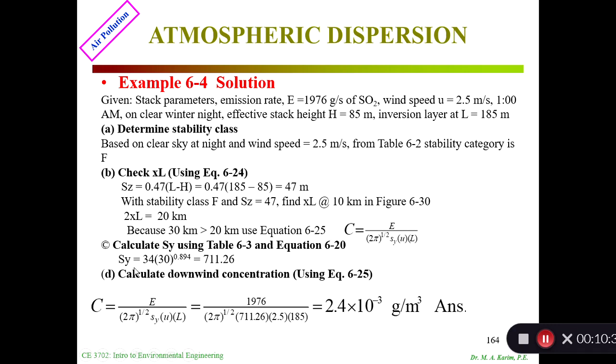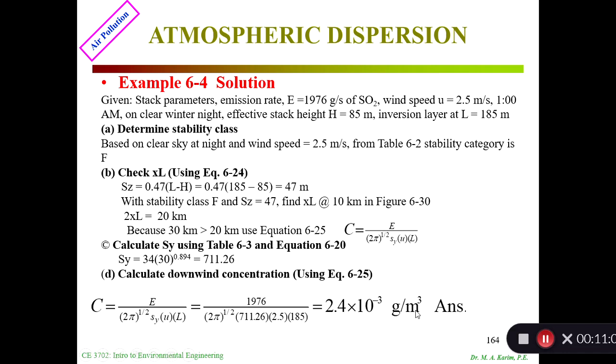Then we need to calculate Sy. We can calculate Sy using the equation A x to the power 0.894. A we get from the table, right? We get 34 from the table. Then we get 711.26. Then we calculate the C value using the equation. We put everything in here, we calculate, and we get 2.4 times 10 to the minus 3 gram per meter cube.